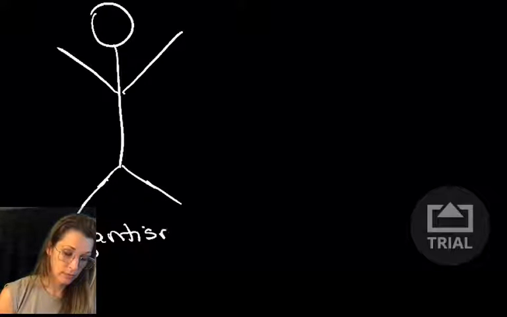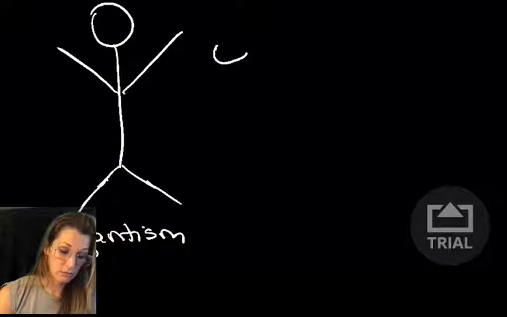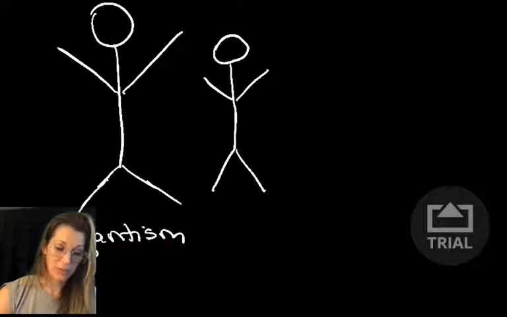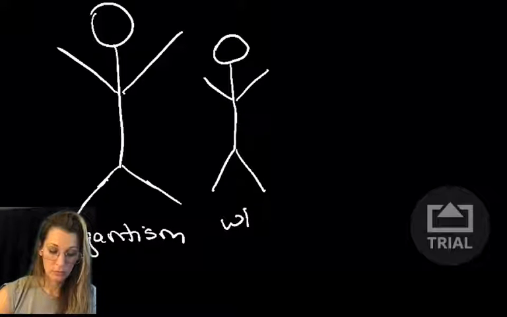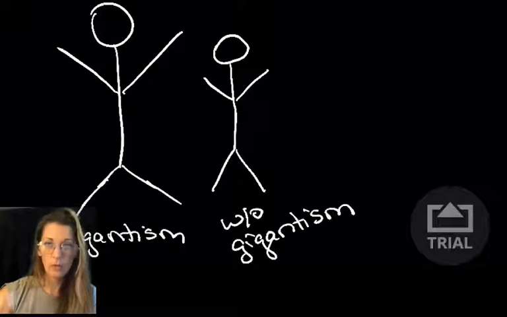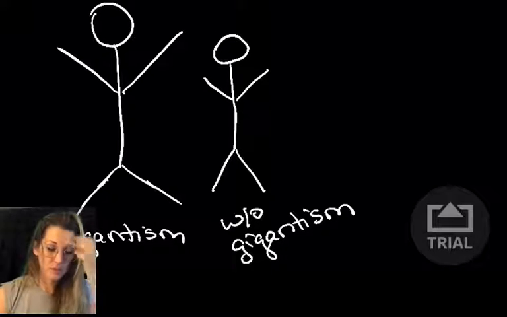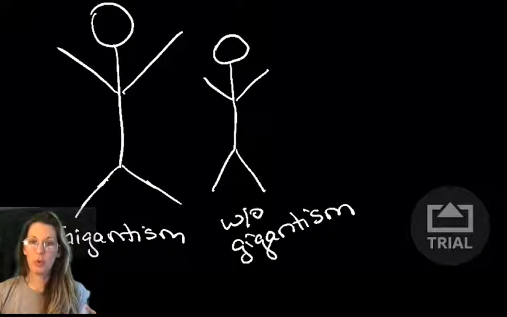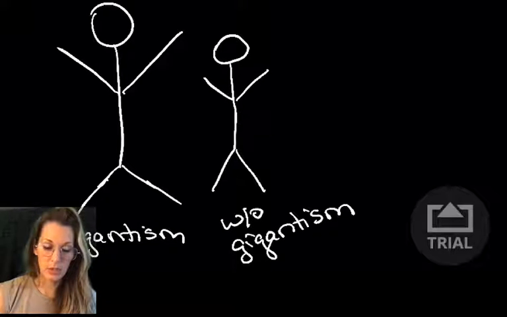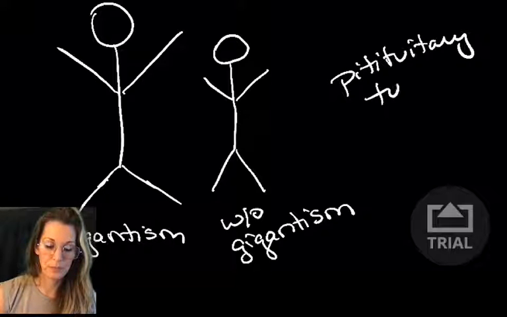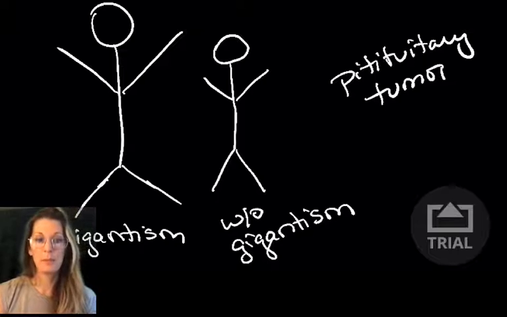So they have long limbs, long torso, they're just big. So this would be a person with gigantism as compared to someone without gigantism. So their entire body just keeps growing. And again, this is also usually a pituitary tumor. Okay.